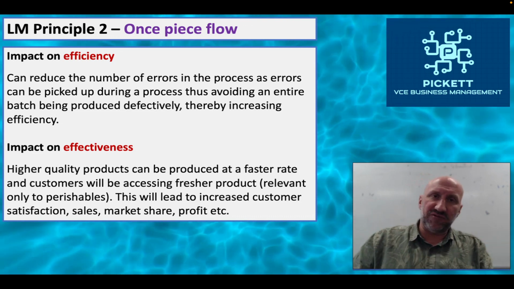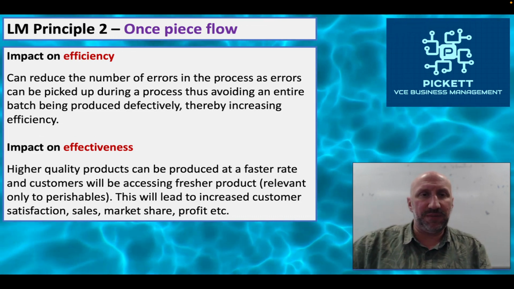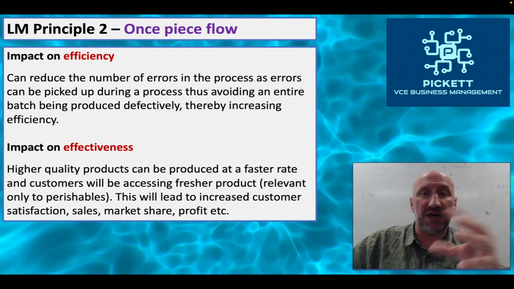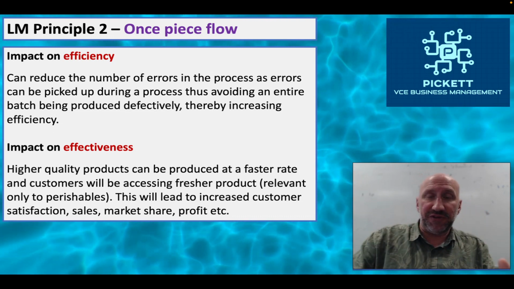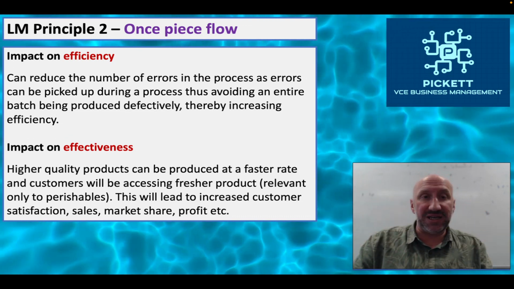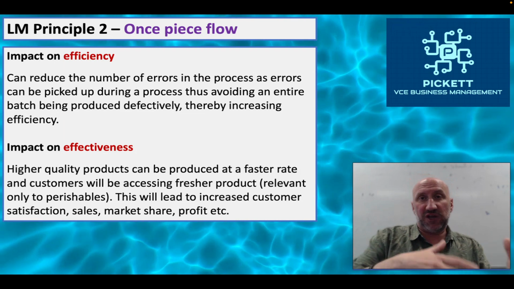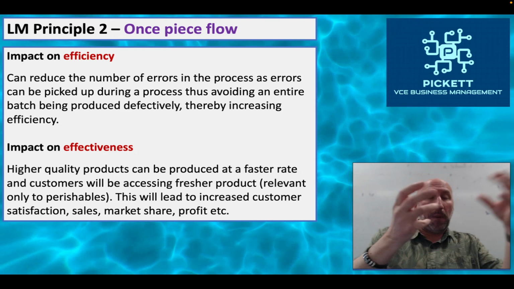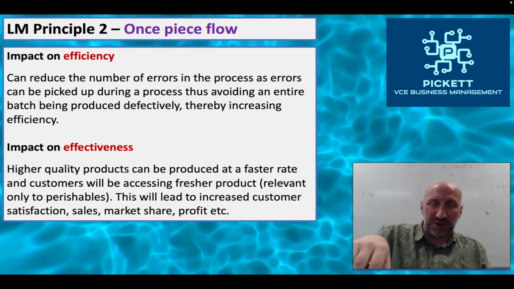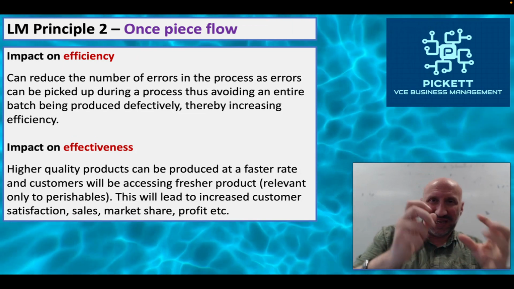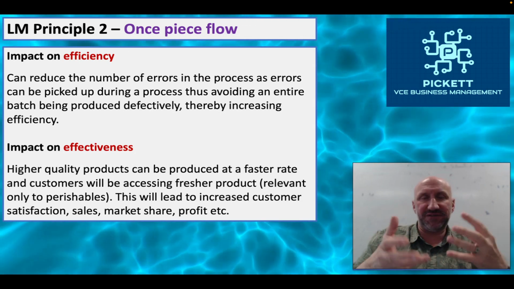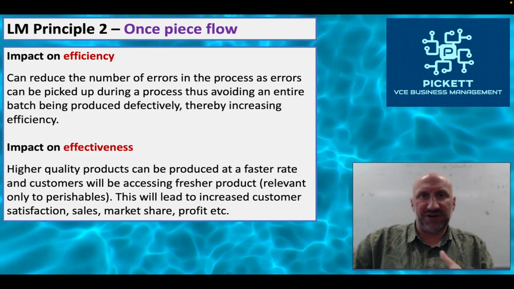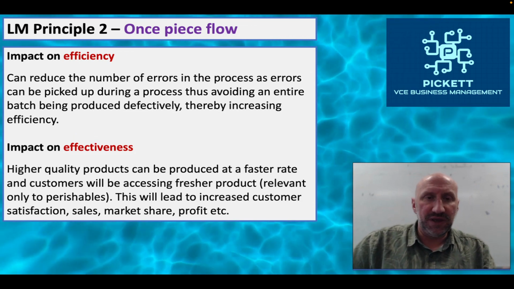Again, this is going to get really repetitive because a lot of these things really have the same impact. This one, though, look, it reduces the number of errors in the process because errors can be picked up during a process, and you can therefore avoid an entire batch being produced effectively. So again, if you go back to that idea of producing 1 million of something, rather than that whole 1 million having the same error, if you pick it up during the one piece flow process, you can then get in and resolve the problem. Then you don't have 1 million of something which then has to be wasted. Okay, so that therefore obviously increases efficiency.